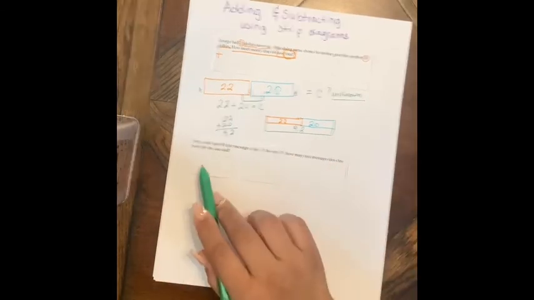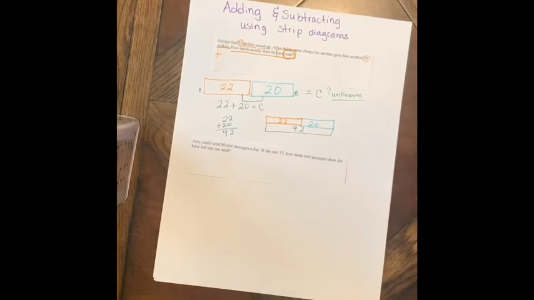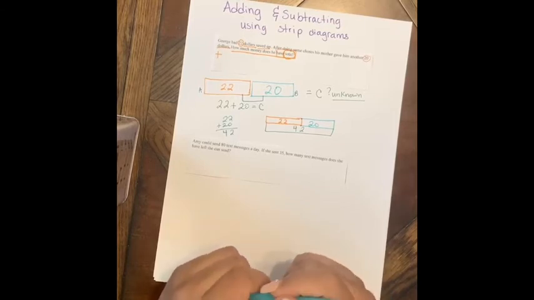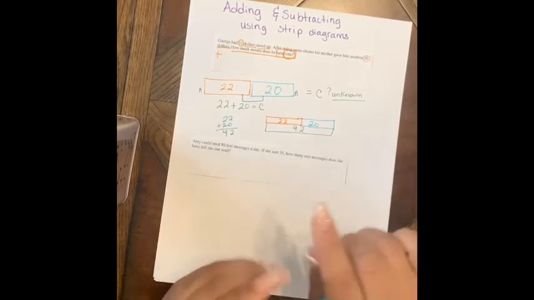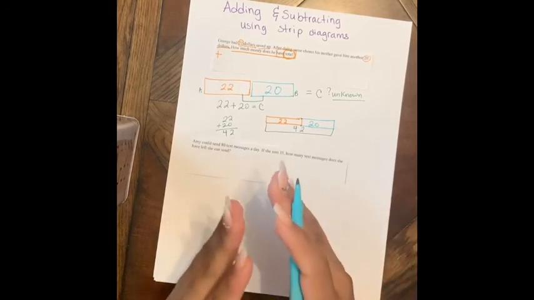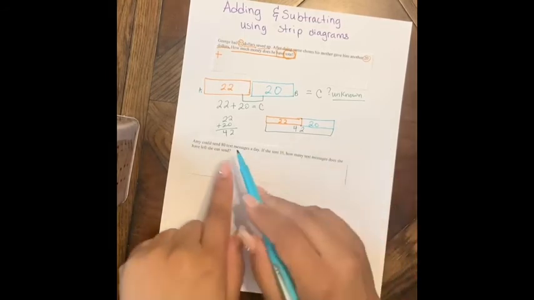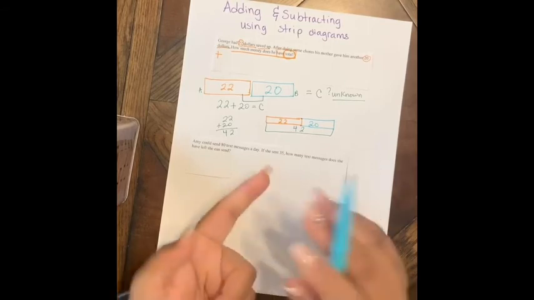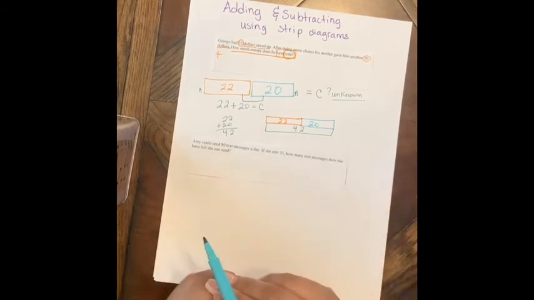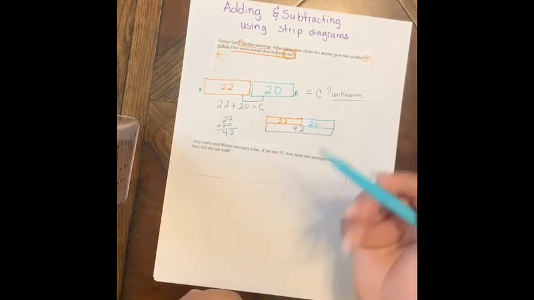Amy could send 80 text messages a day. If she sent 35, how many text messages does she have left that she can send? The first time that I read it, I need to get my summary. I know I'm talking about Amy and that she's sending messages. So now let me read it again.